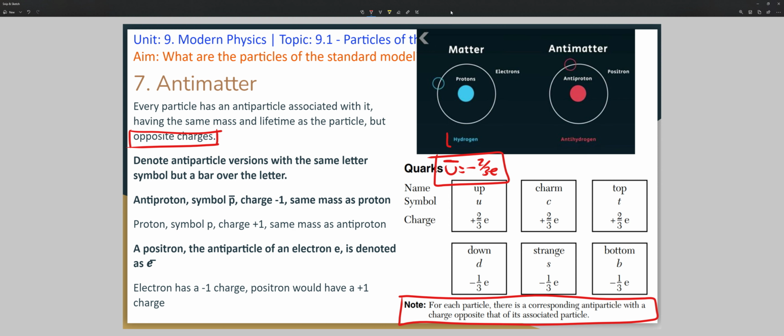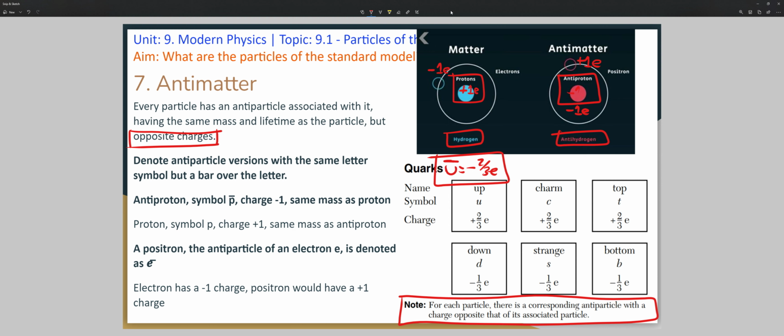And if we look up here at this image, we have hydrogen and anti-hydrogen. In the middle, you have a proton, and in the anti-hydrogen version, you have something called an antiproton. The charge of a proton would be positive 1 e, and an antiproton would have a charge of, we can't see that quite clearly, negative 1 e. So essentially everything is the same mass, same energy, just different charge. An electron is the same thing. An electron would have a charge of negative 1 e, and something called a positron, the antimatter version of the electron, would have a charge of positive 1 e.